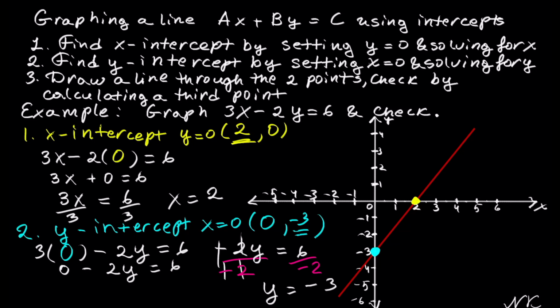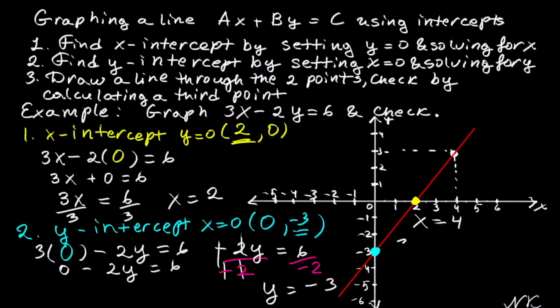So in order to check, we're going to calculate a third point. It does not matter which x or y value you choose to substitute. I'm going to pick x equals 4 because it looks like the answer should be 3. I'm going to check that x equals 4 will give us this point over here.